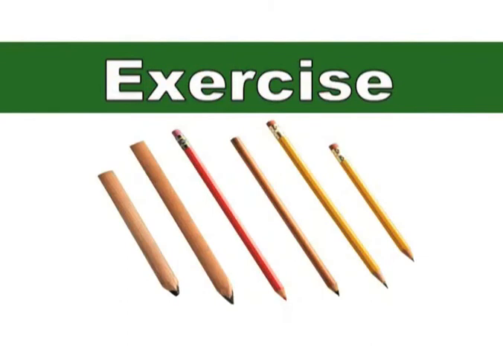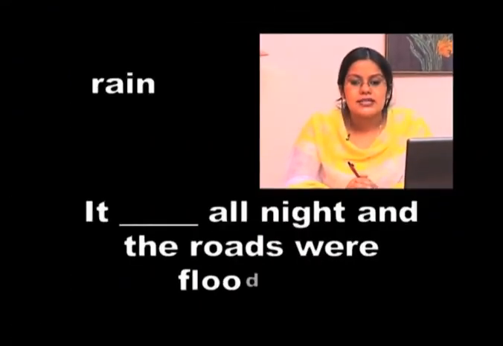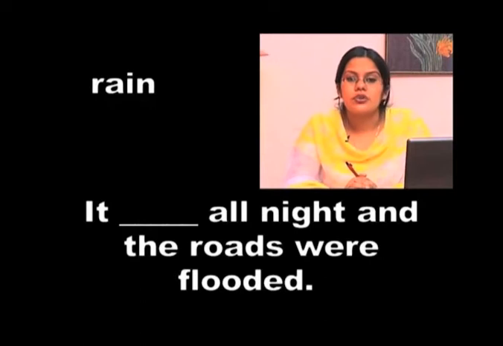Now, as I said, we've covered past perfect and past perfect continuous. So, let's do an exercise wherein you need to fill in the blanks with either the past perfect or the past perfect continuous. Let's start with the exercise. The first sentence. It dash all night and the roads were flooded. The word is rain.